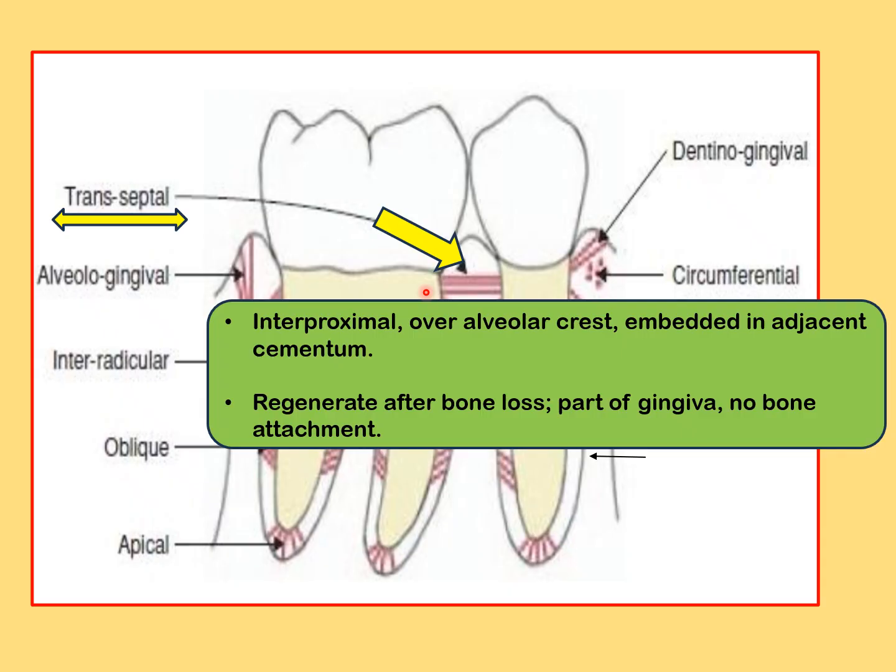So talking about the first group of principal fibers, that is the transeptal fibers. These fibers are found between the adjacent teeth, running over the alveolar crest and embedded in the cementum of the neighboring teeth. Even if there is bone loss, these fibers can regenerate, which helps to maintain the tooth alignment. They are also considered part of the gingival group of fibers as they connect the teeth to each other and not to the bone.